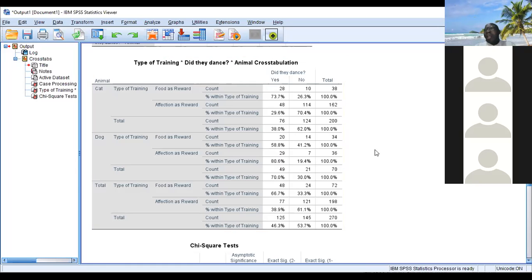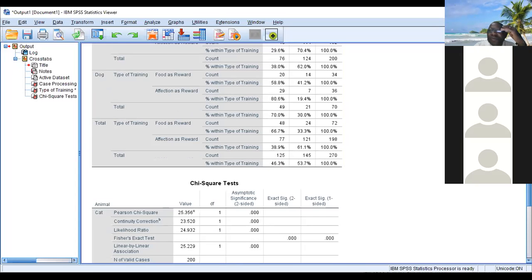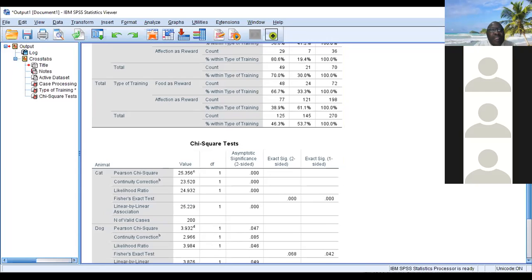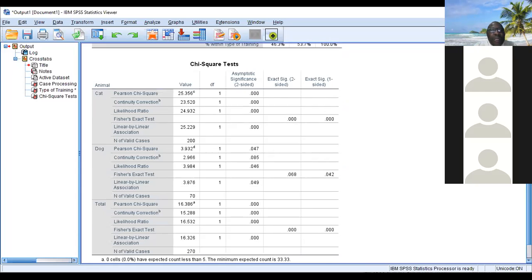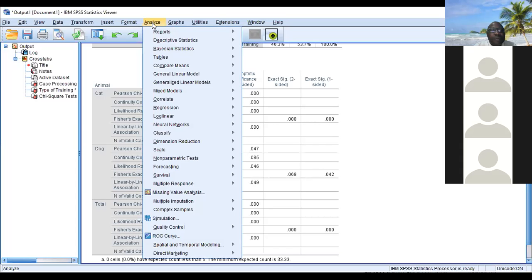So let's go to the log linear now. You can access it from here. Go to Analyze, Log linear. Model Selection. Not General, Model Selection.